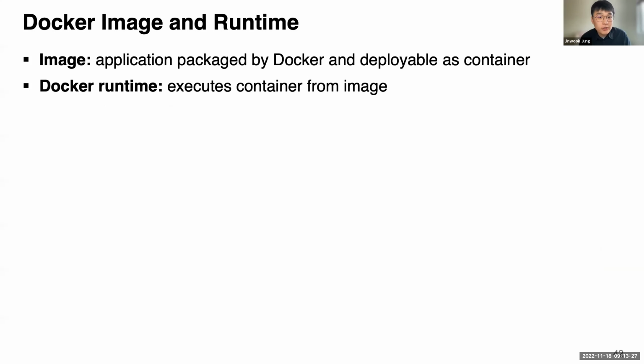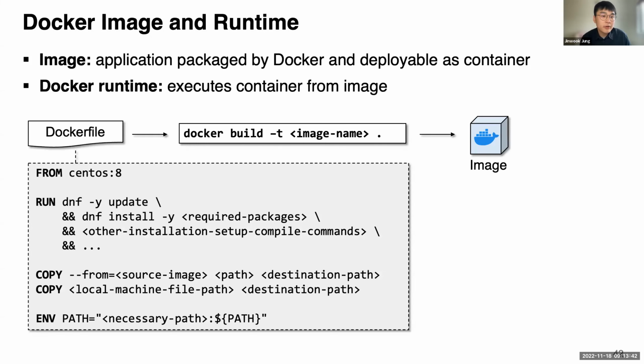And when we package an application using Docker and make it usable as a container, the application is called a Docker image. And such Docker images are executed by the Docker runtime. And here is an example of creating and running the Docker image and container.